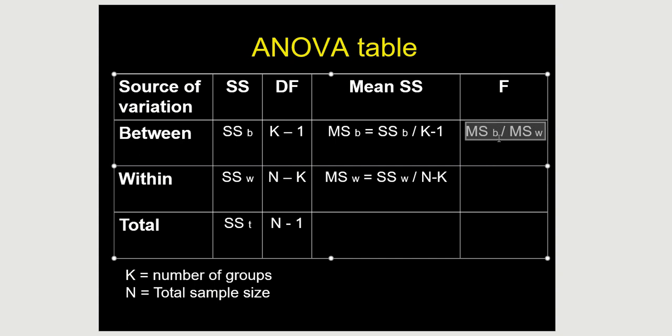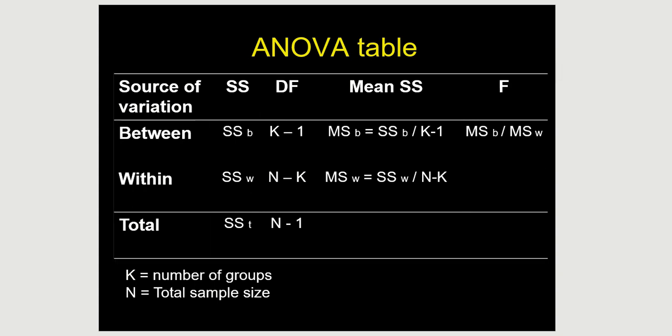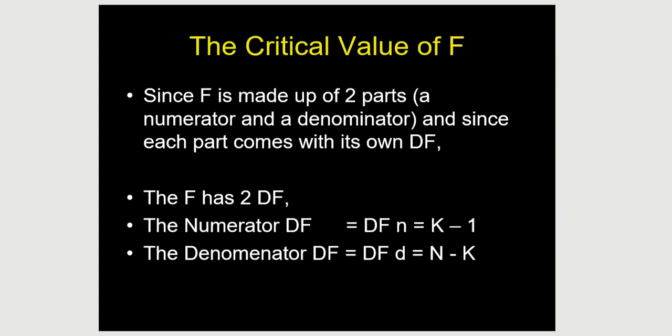But notice, the F test is coming from a numerator and a denominator. The numerator has a degrees of freedom and the denominator has a degrees of freedom. Therefore, the F test has two degrees of freedom, a numerator degrees of freedom and a denominator degrees of freedom. Okay. And so next slide, this is exactly what I'm saying.